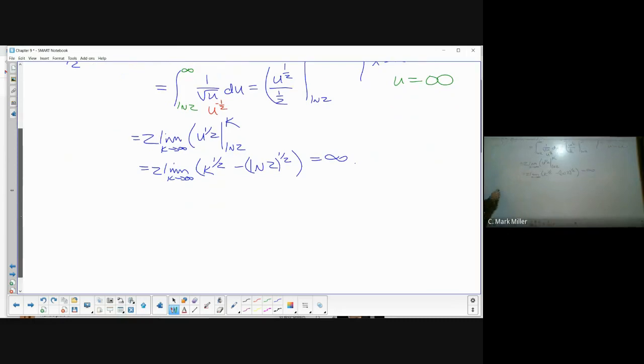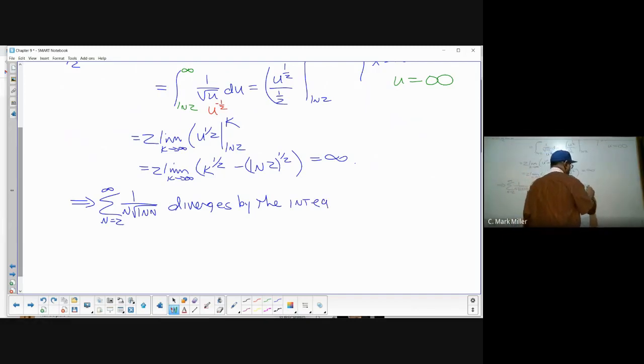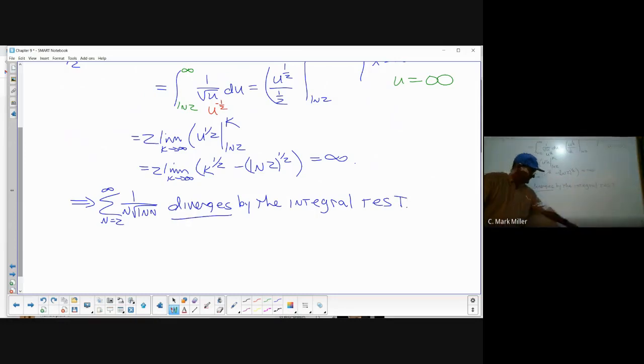Therefore, the sum from n equals 2 to infinity of 1 over n square root log n diverges by the integral test. So the integral test brings all of our knowledge of integrals to bear on series.